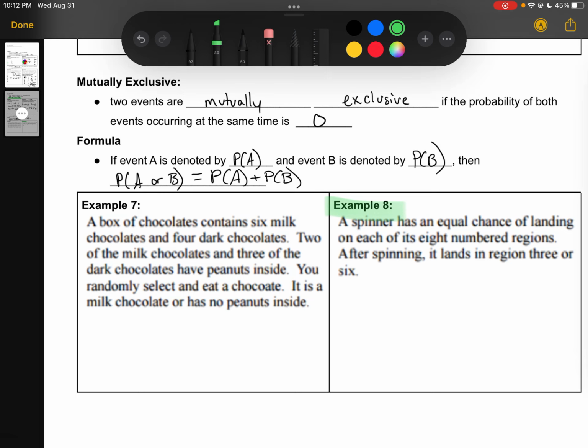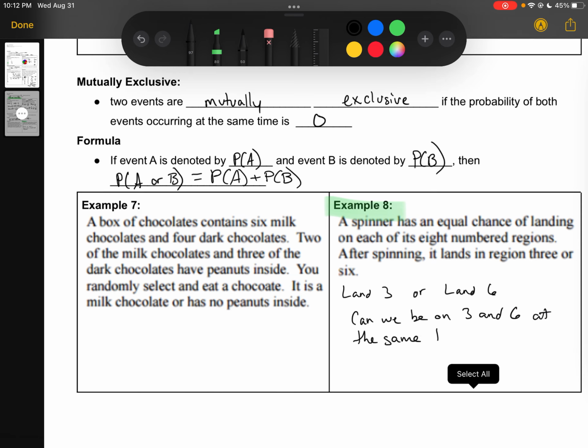A spinner has an equal chance of landing on each of its 8 regions. After spinning it, it lands in region 3, or it lands in region 6. So we first have to determine, is landing in 3 or landing in 6, are these mutually exclusive? Another way of saying this is, can we be on 3 and 6 at the same time?